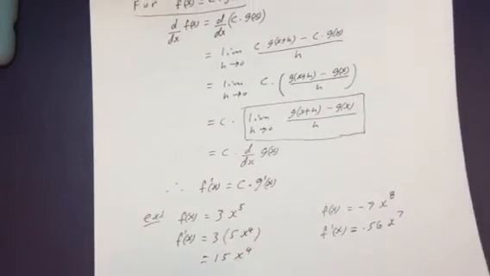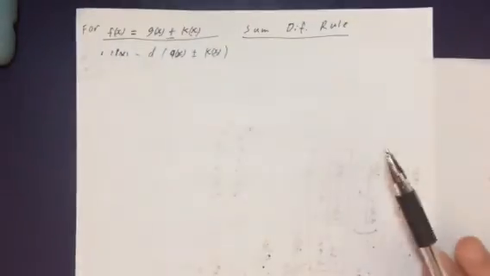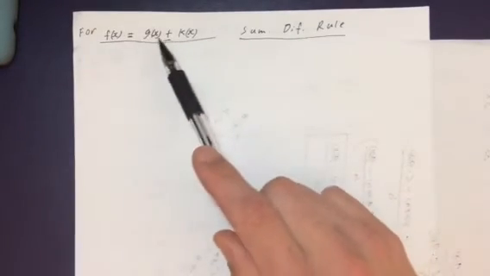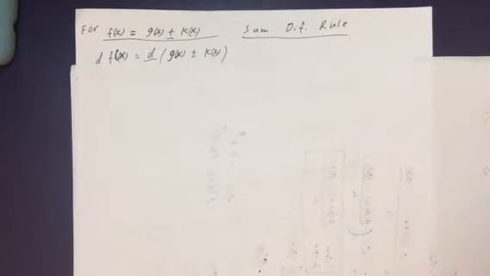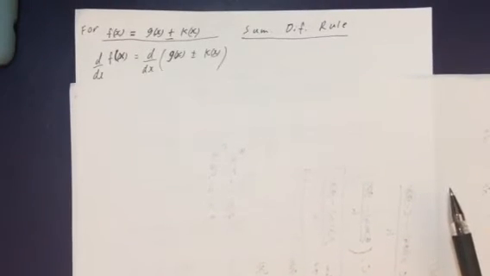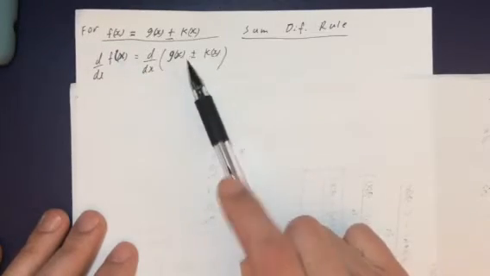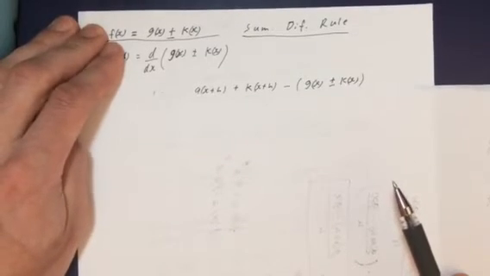And then we're going to take a look at now the sum and difference rule. So the sum and difference, so f of x is g of x plus k of x. So we're going to take the derivative, d by dx of each one, so take the derivative of each side. Well, can we distribute that derivative in? Well, we're going to find out.